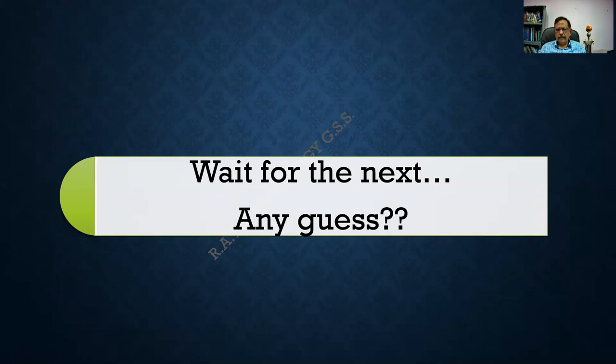We are in the topic of liver. Any idea what the next one is? Any guess? I'll give you 10 seconds time.